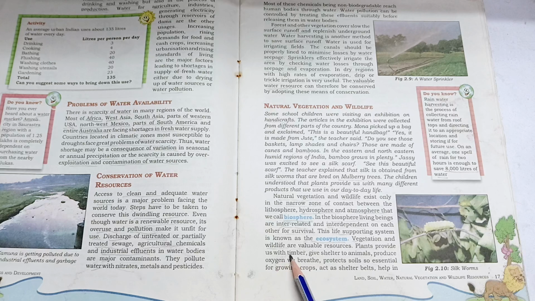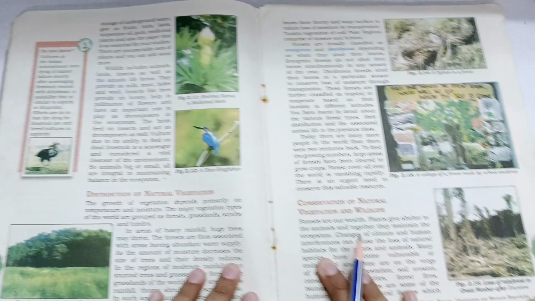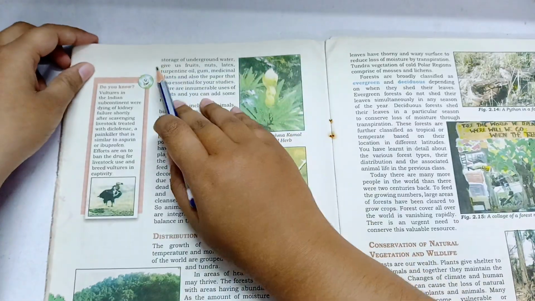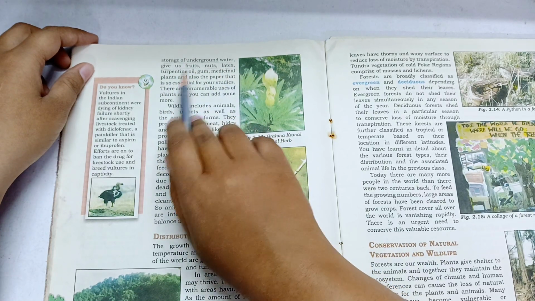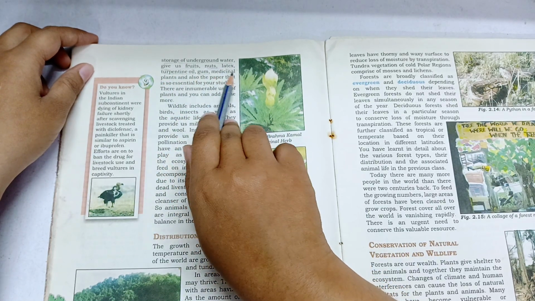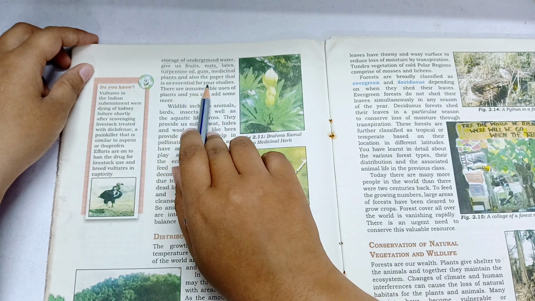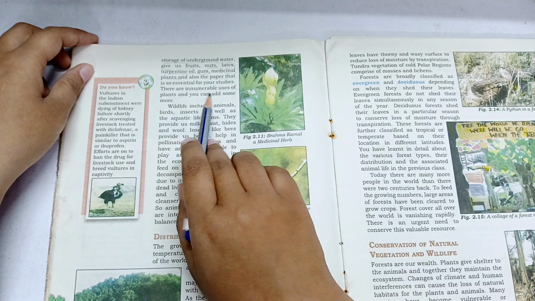Plants provide us with timber, give shelter to animals, produce oxygen we breathe, protect soil so essential for growing crops, act as shelter belts, help in storage of underground water, give us fruits, nuts, latex, turpentine oil, gum, medicinal plants, and also the paper that is so essential for your studies. There are innumerable uses of plants, and you can add some more.